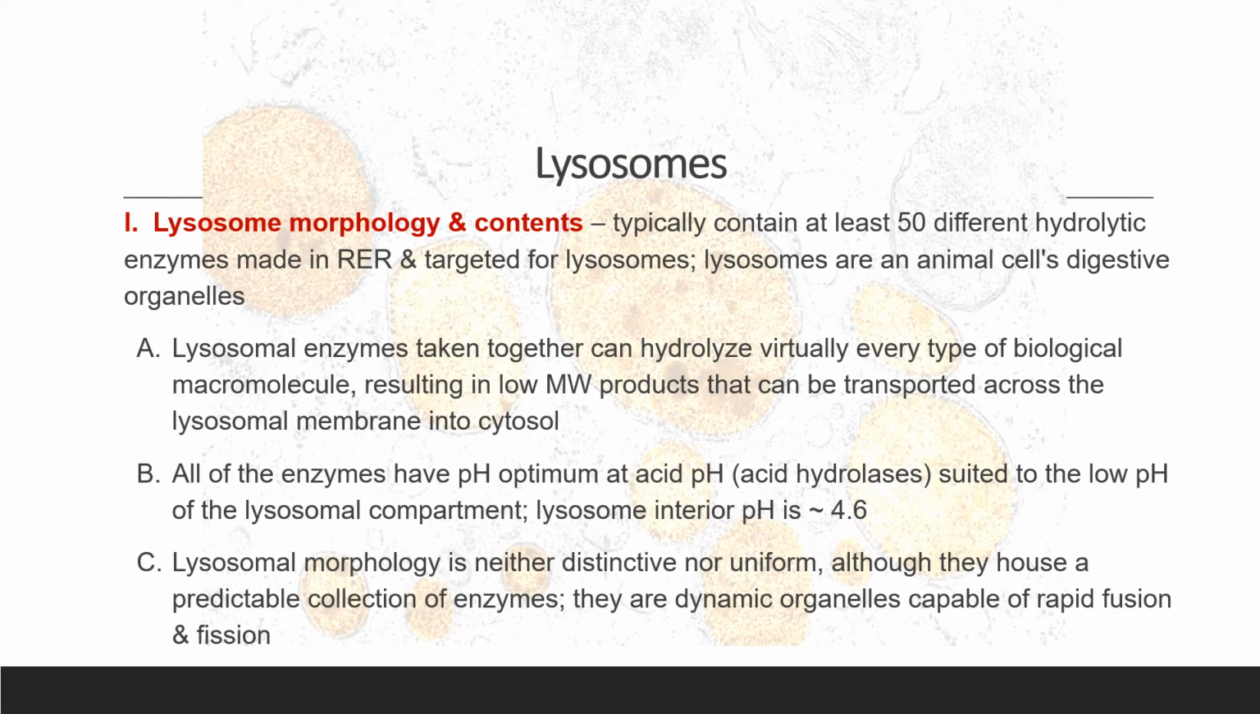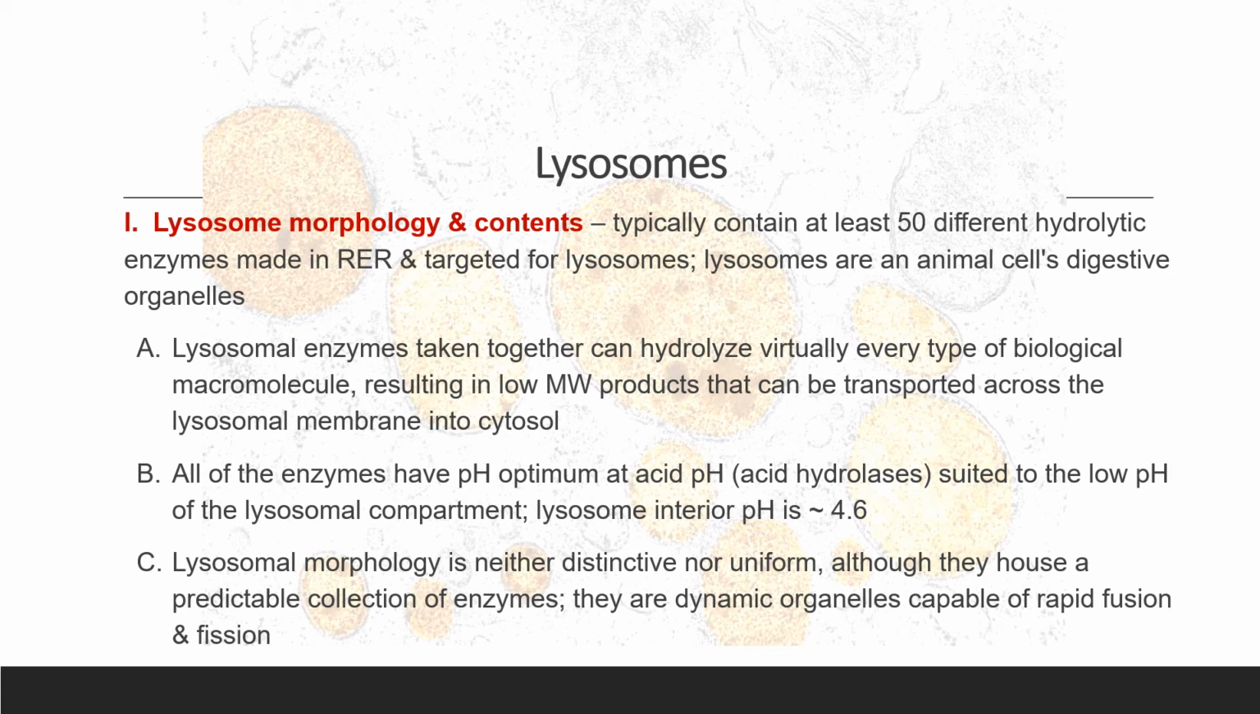So lysosomes. For the lysosomes, morphology and contents: they typically contain at least 50 different hydrolytic enzymes made in the RER and targeted for lysosomes. So lysosomes are an animal cell's digestive organelle. The lysosomal enzymes can hydrolyze virtually every type of biological macromolecule, resulting in low molecular weight products that can be transported across the lysosomal membrane into the cytosol.